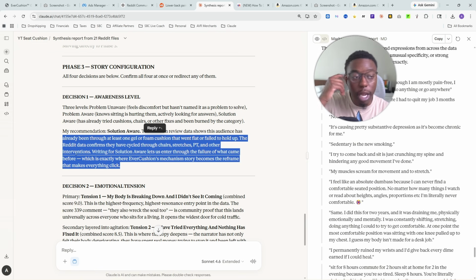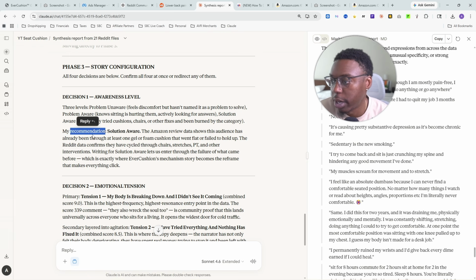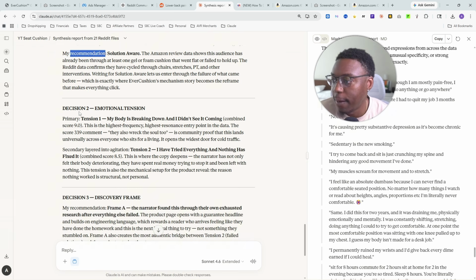Okay, perfect. So it's saying, based off the data and everything we gathered, people are actively trying to solve this problem already, so it just makes sense to go solution aware. Now, you can, of course, still tell Claude, if you wanted to, to go problem aware. Go after people that sit all day long and don't realize the reason they're dealing with that pain, yes, it's because they're sitting, but it's the type of thing that they're sitting on, right? So you could do that if you want to, but for the sake of this, I'm going to just go with what it recommends, because it did extract all that data.